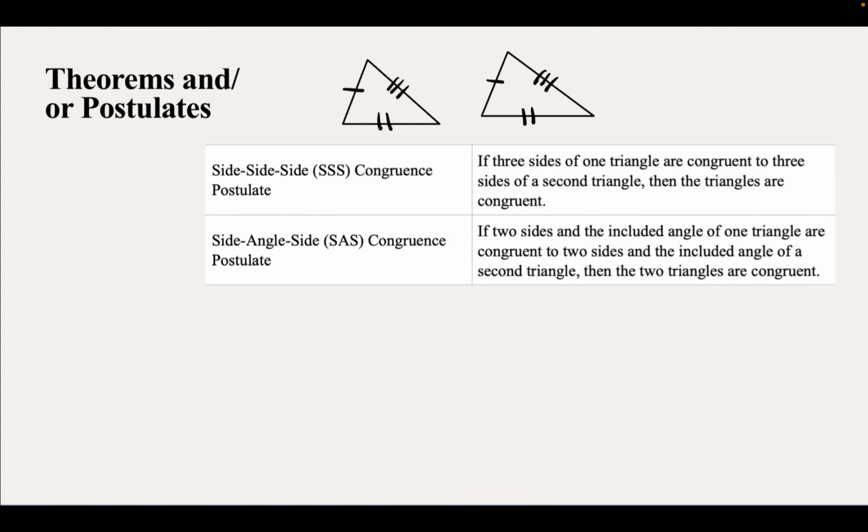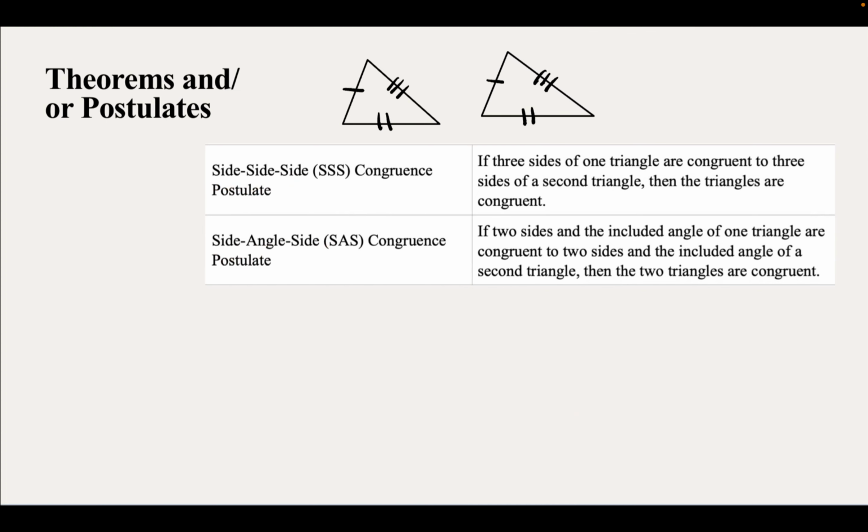Previously, when we tried to prove that triangles are congruent, we had to prove three sets of congruent sides and three sets of congruent angles. But this is a shortcut where if you just prove three sides, you can immediately jump to saying that the triangles are congruent. You don't even need to address the angles at all.